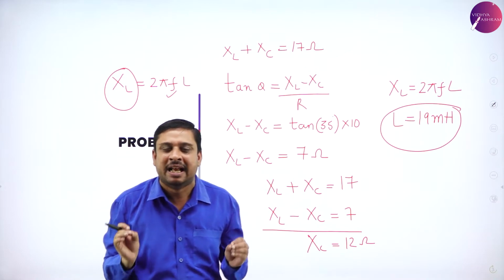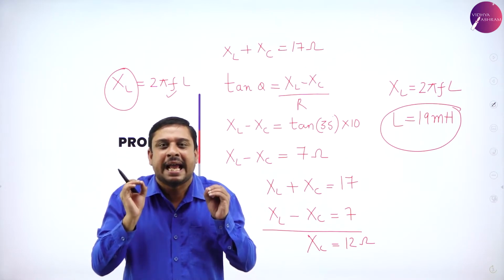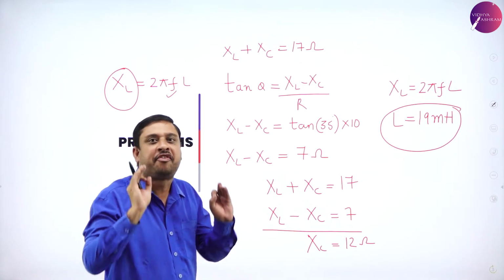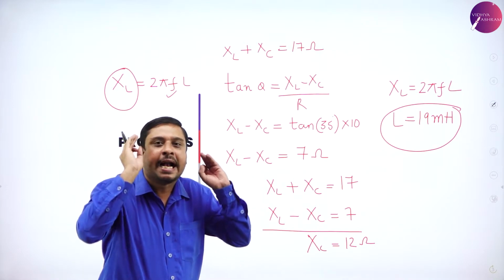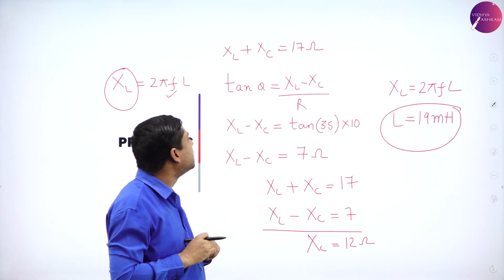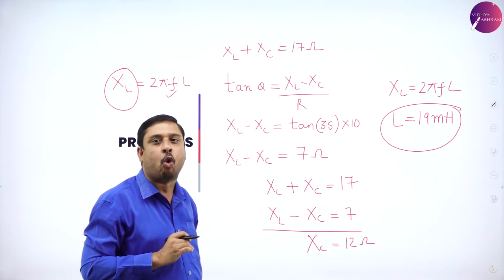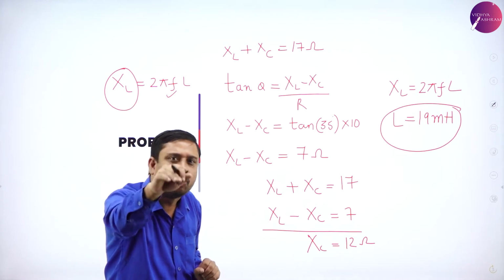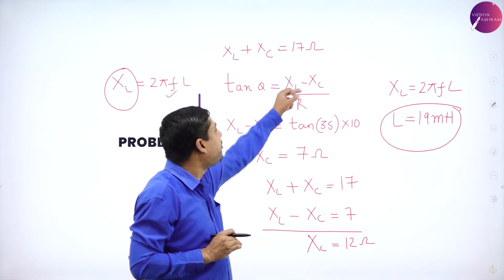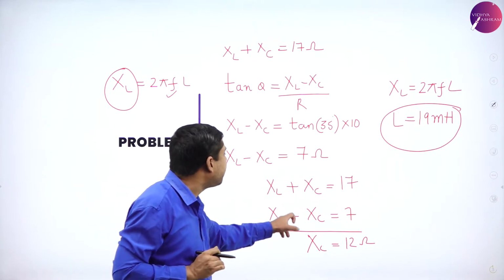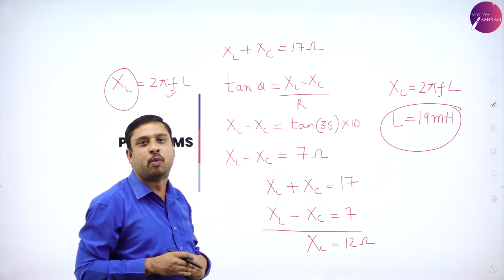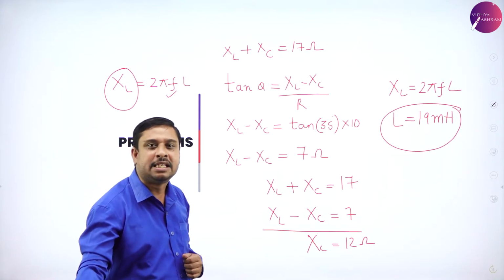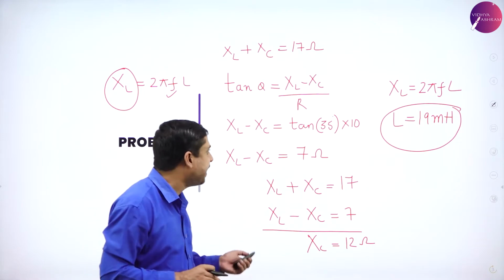So in simple, the only hint I extracted from the problem is sum of the inductive and capacitive reactances being 17 ohms. So to calculate L, somehow I had to get XL. So I went for this equation so that I frame two linear equations. Simplify, L turns out to be 19 millihenry.